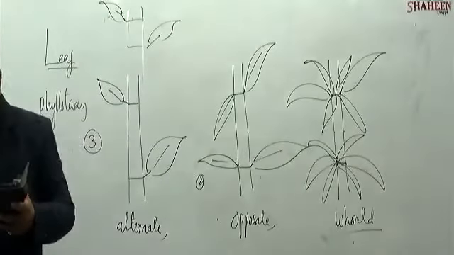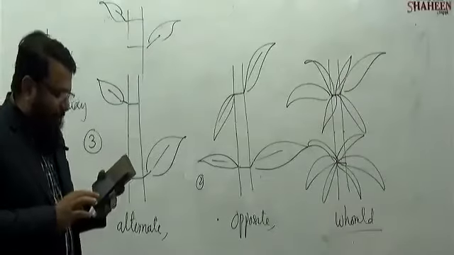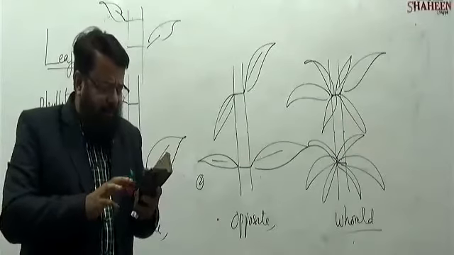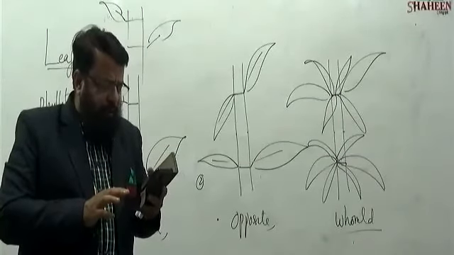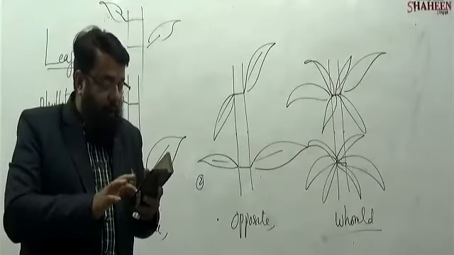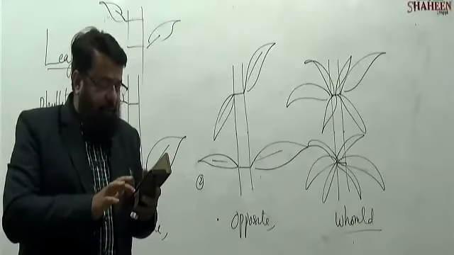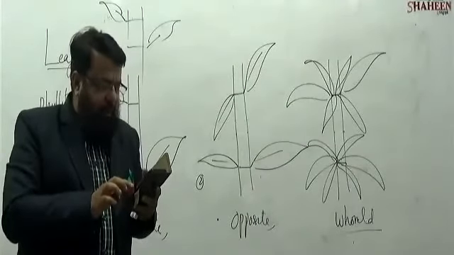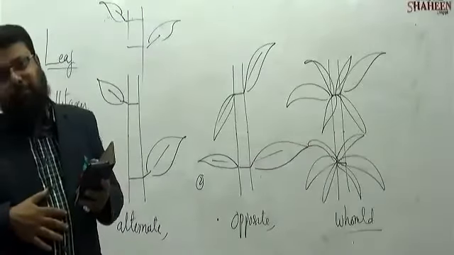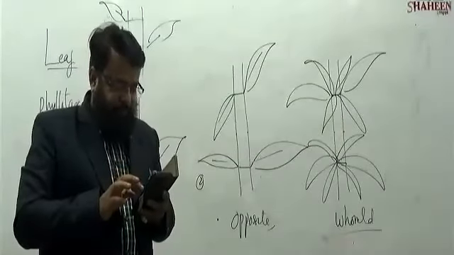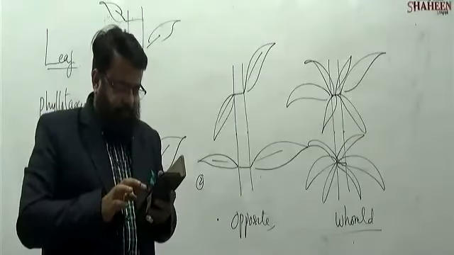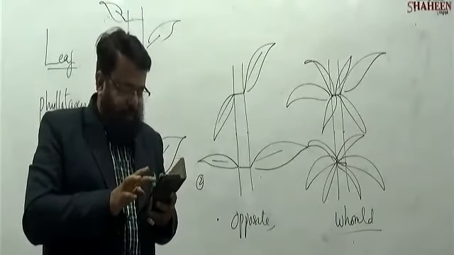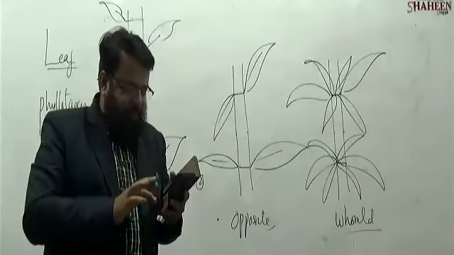Is it clear to you? Modification of leaf. Should we continue or should we wind up? How many leaves? Many leaves, sir. Sir, I didn't get the question. Calotropis, common name. Should we proceed? One boy has said to proceed. What about others? Wind up, sir.